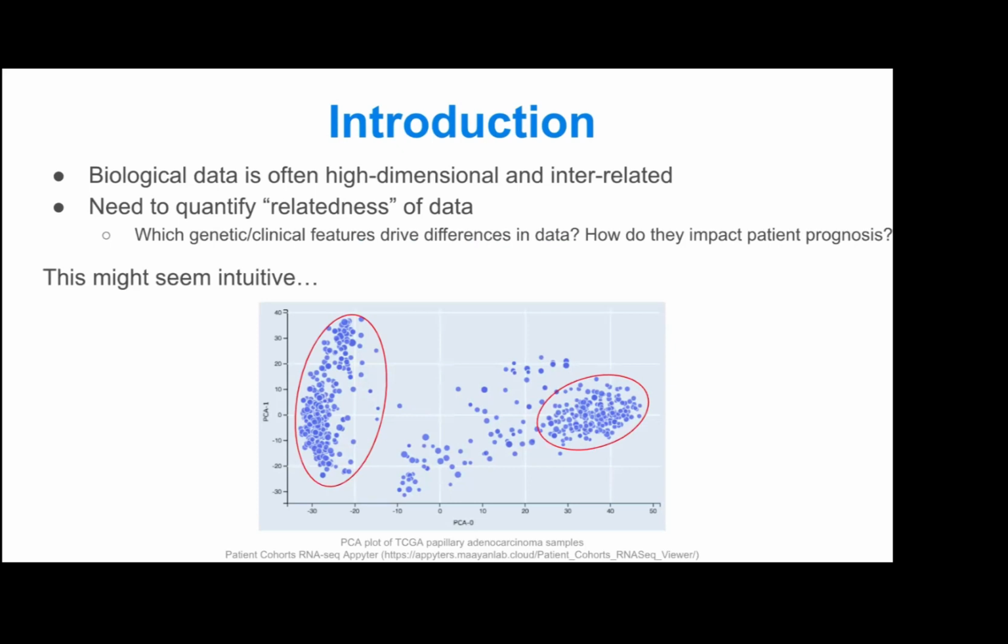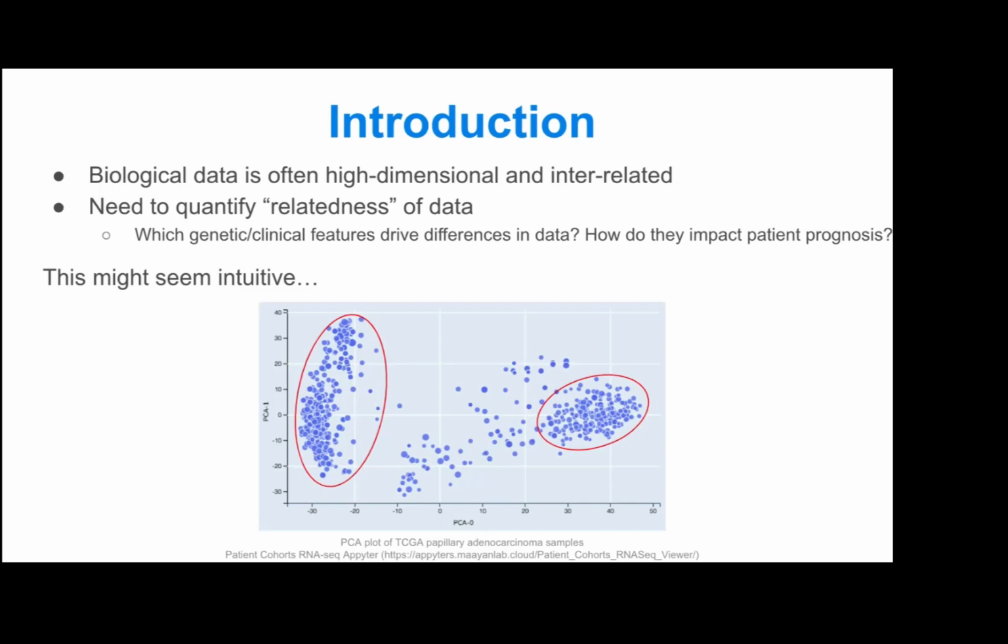So that leaves us with this question of needing to quantify the relatedness of the data that we have. In some sense, we're looking at what genetic or clinical features might be driving the similarities or differences between samples. And then from a more translational perspective, maybe how do they impact things like patient prognosis, or could they provide insights into future therapeutic interventions?